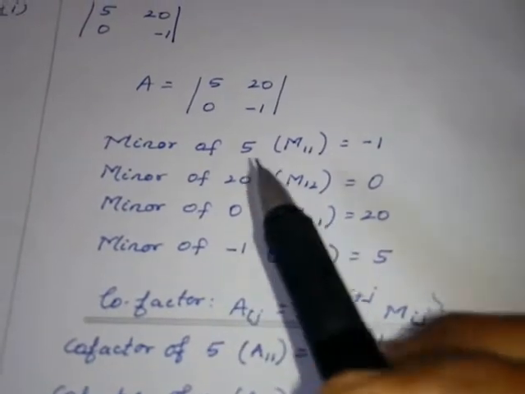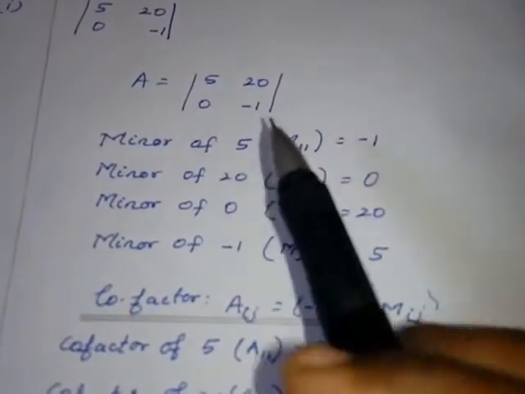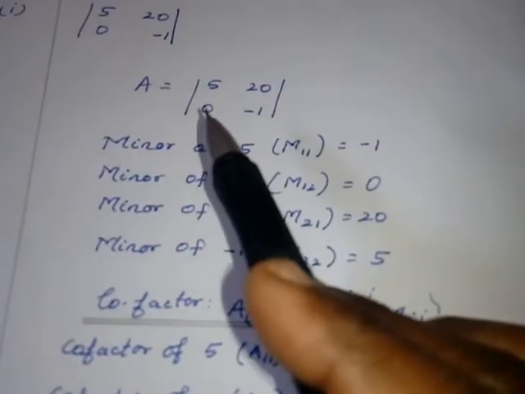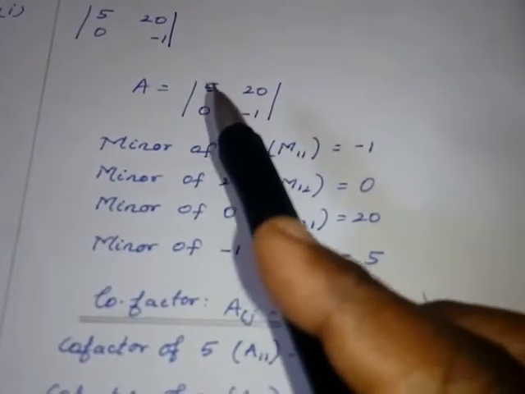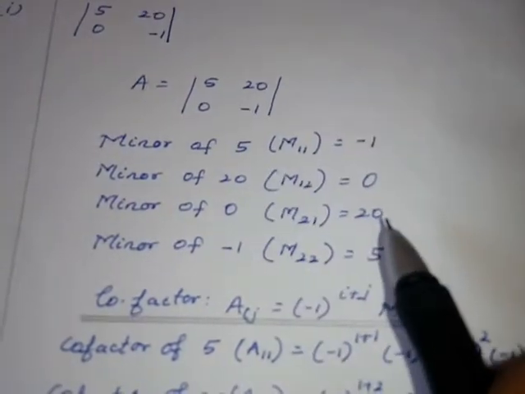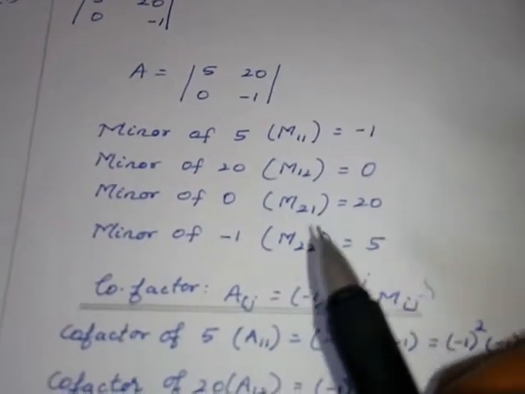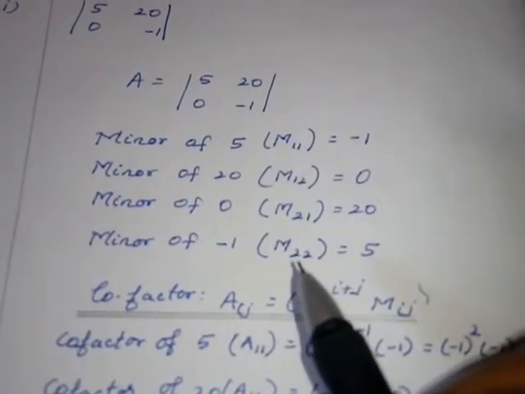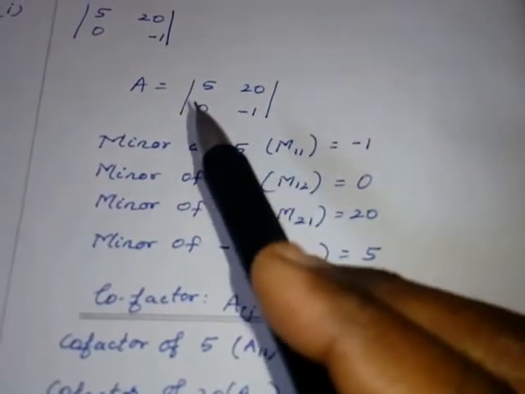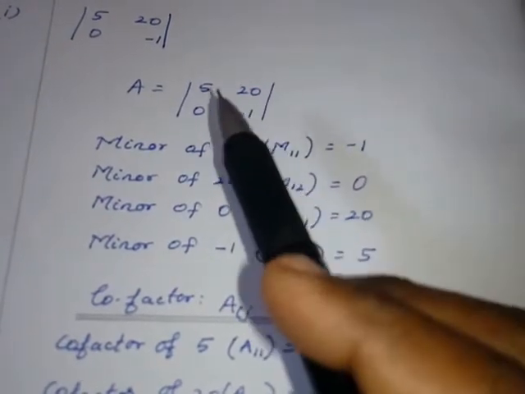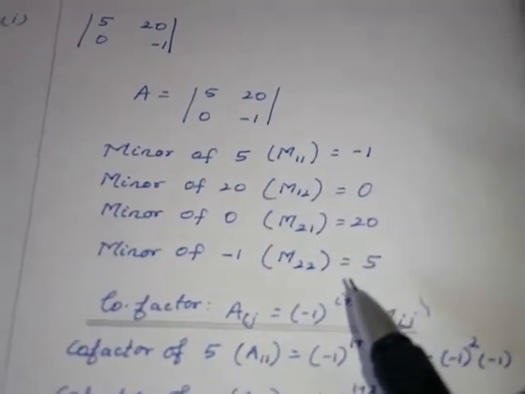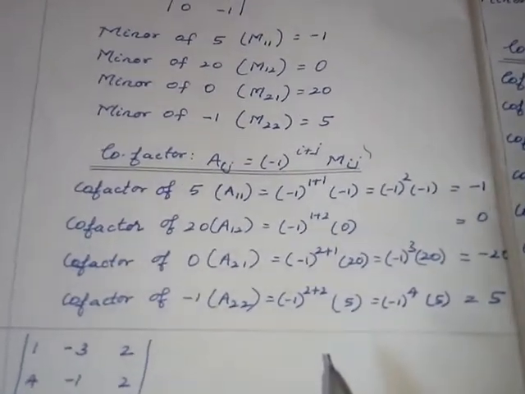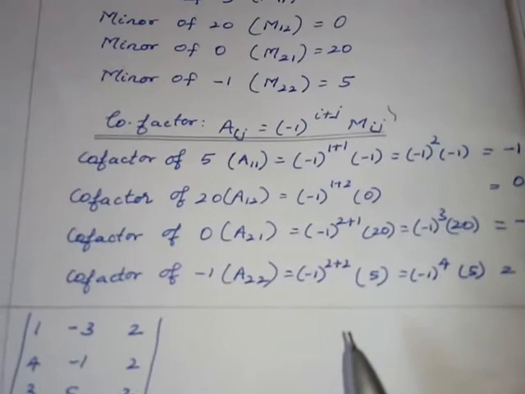Minor of 0. 0 is located in second row first column. That is why I have written M21. So 0 is here. Leave off this row and column. Remaining element is 20. So minor of 0 is 20. Minor of minus 1. Minus 1 is located in second row second column. So leave off this row and column where the element is present. Remaining element is 5. So minor is over. Next we are going to find out the cofactor of the particular elements.